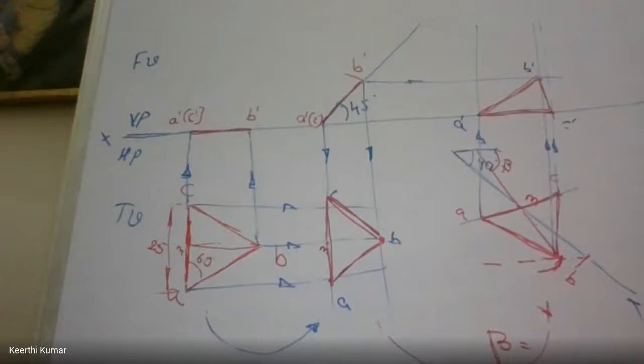Next, I'll go with the square problem because you have already done the square. Square resting on corner is done. One problem is done on square resting on corner, correct? You take the next problem.